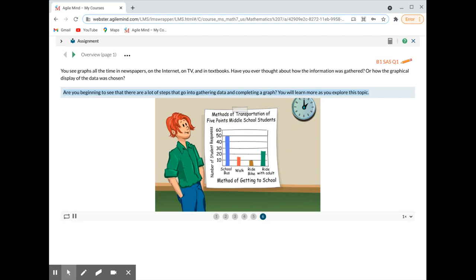All right. So it says, are you beginning to see that there are a lot of steps that go into gathering data and completing a graph? Do y'all think it's a lot that goes into it? What do you have to do first? You have to draw the graph. He did have to draw the graph, but before he could draw the graph, what did he have to do? Collect the data. Yeah, he had to collect the data.